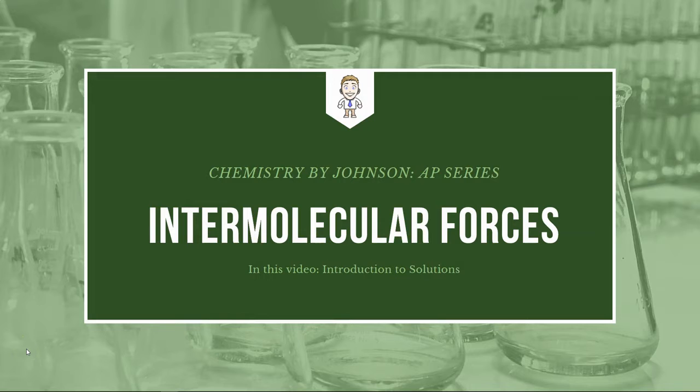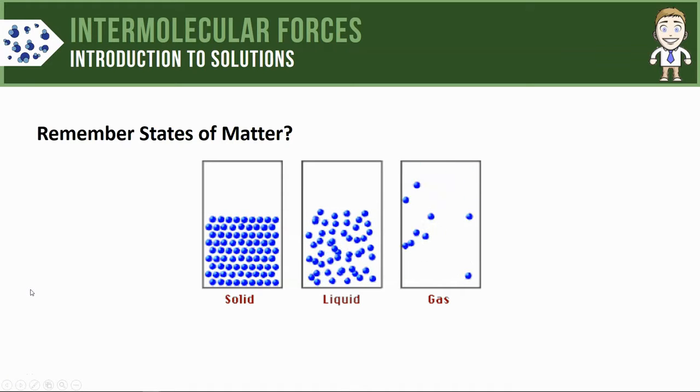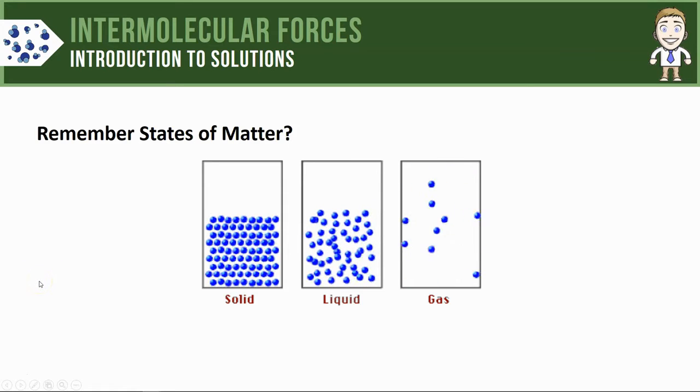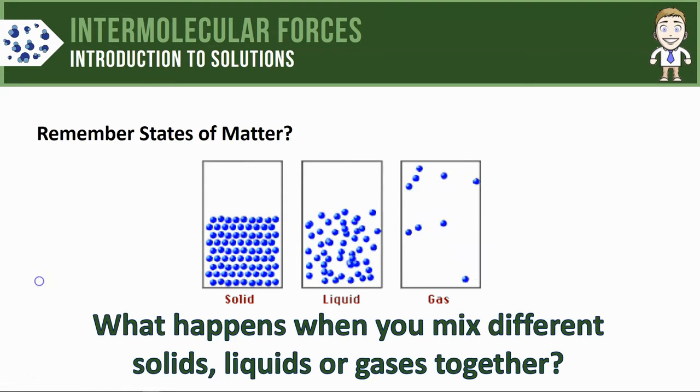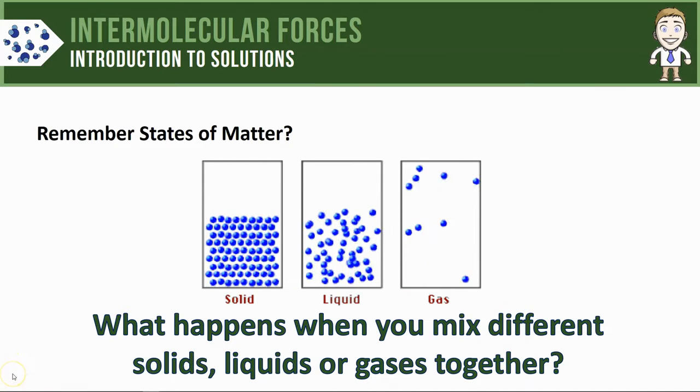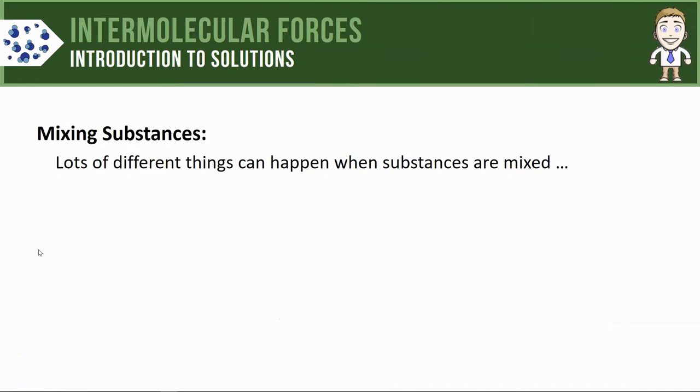Hey everyone, in this AP Chem series video, I'll introduce, explain, and give some examples of solutions. So far in this video series, we've learned lots of different stuff about the states of matter, solids, liquids, and gases. And in this video, we'll keep doing that, but take it one step further as we talk about what happens when you start to mix different solids, liquids, and gases together. Lots of different things can happen when you start mixing different substances together.